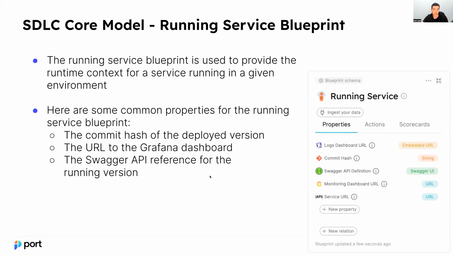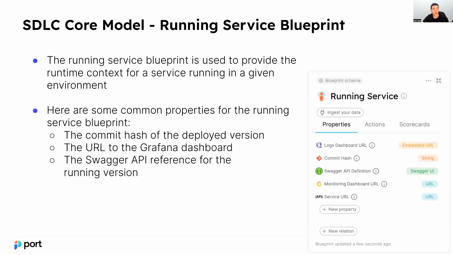And then closing up the core model, we have the running service blueprint. And the running service blueprint is where we actually get the benefit of the dependency graph and the blueprints model that Port provides. So the running service blueprint is used to provide the runtime context for a service running in a given environment. As we've mentioned before, the service blueprint is used to document a static code repository and all of its related information. And the environment blueprint is used to document our different environments and all of the resources running within them. Now, when we combine those two under the running service blueprint, we actually get runtime and context information.